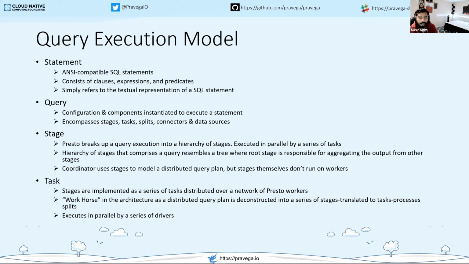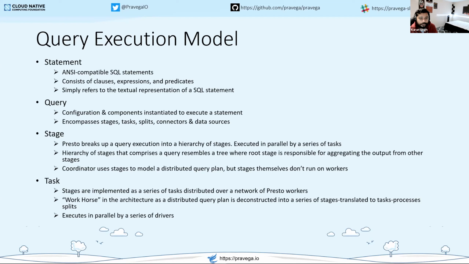A query, the configuration and components instantiated after the statement is issued to Presto, is what Presto refers to as a query. It encompasses stages, tasks, splits, connectors, and data sources, which we will talk about in the next slide.